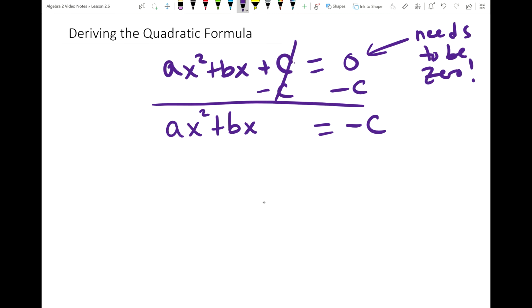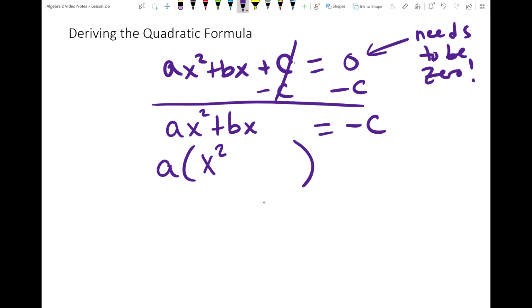The next step, if you recall from lesson 2-5, is we need to pull out the coefficient for the x squared. So we need to factor that out. When we do so, a divided by a is 1, so we're left with 1x squared. And I'm not going to write the 1 because it's invisible.